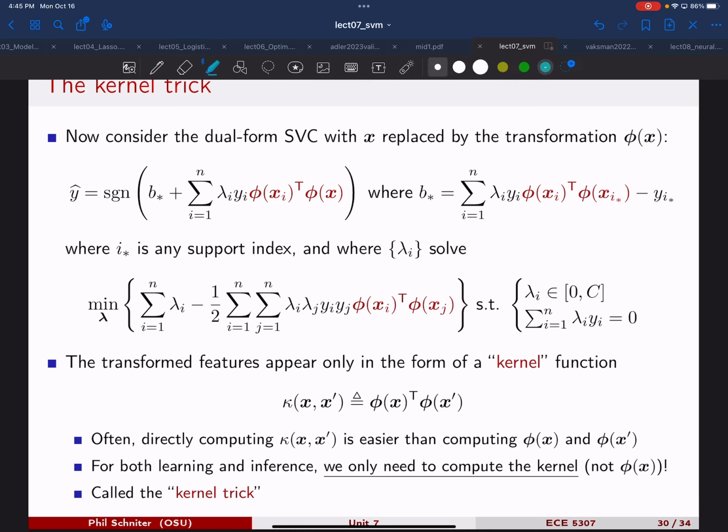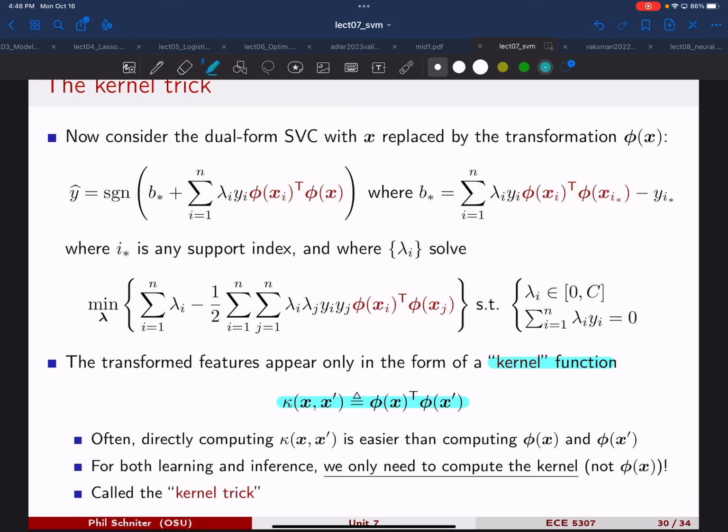If I give this phi transpose phi a different name, I'll call it kappa. Kappa takes in two different versions of x, we'll call them x and x prime. So here it would be x i and x, or x i star, or x i and x j. Basically, think of this as kappa, kappa, kappa. Now this says, let's not design a phi explicitly that might have massively high dimension. Let's just design kappas. These things are called kernel functions. Let's think of kappa directly.